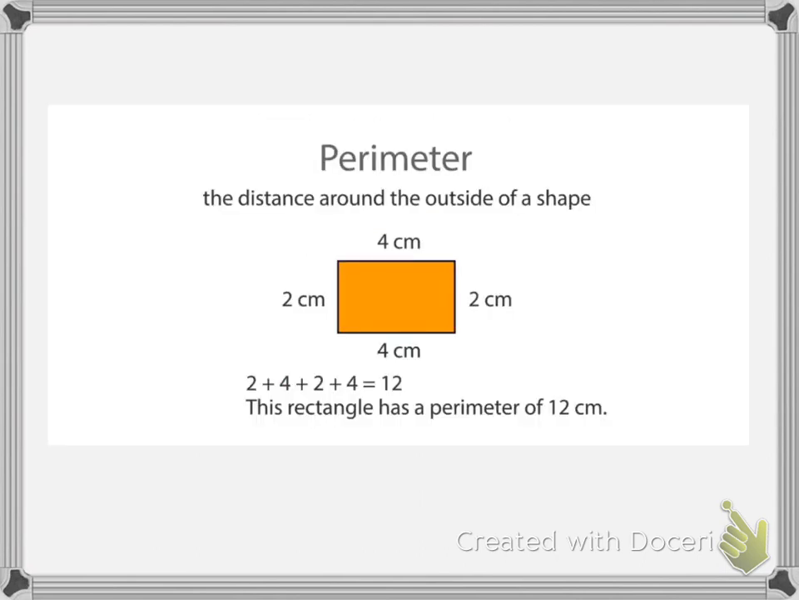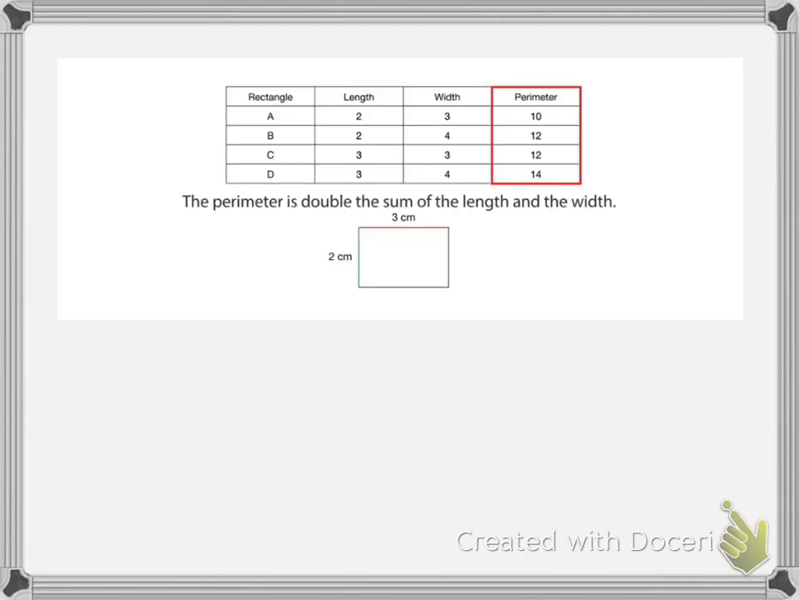So we know that perimeter is the distance around the outside of a shape, and that we add all of the sides of the shape to find the perimeter of the object. Now let's look at perimeter in a different way. When we look at the perimeter of a rectangle, we know that opposite sides are equal because that's the properties of a rectangle. So we know that the 3 centimeter length that we see would also be the same on this side. And we know that the 2 centimeter width would also be the same on this side.